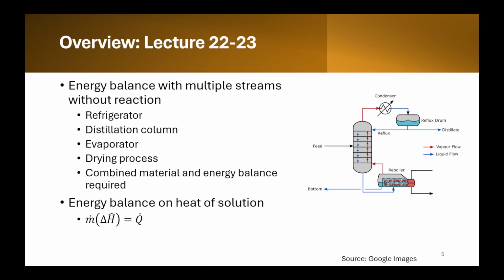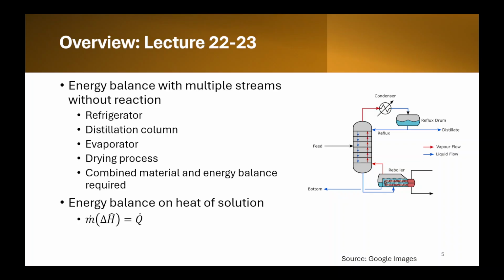We move on to lecture 22 and 23. So, energy balance with multiple streams. Different examples were taken of refrigerator, distillation column, evaporator, drying process, and the combined material and energy balance is basically required. So, firstly, you need to know how much the flow rate is and how much the energy is being either extracted or absorbed.